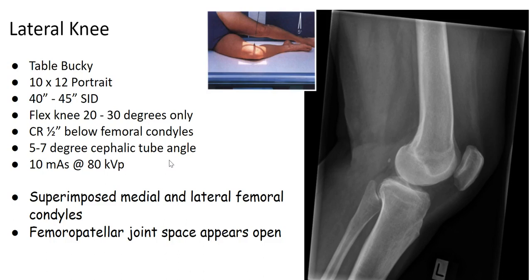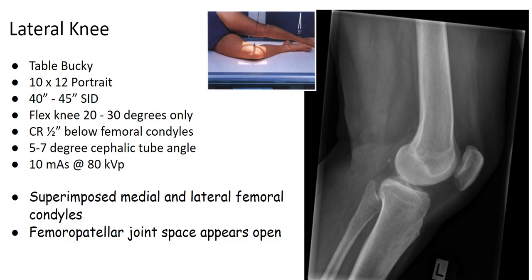Now, we're going to talk a lot about femoral condyles here in a second because there are two different scenarios where your condyles could be not superimposed. One is you forget your tube angle, but two, it could be positioning related as well. And so we'll talk about that more in just a minute.